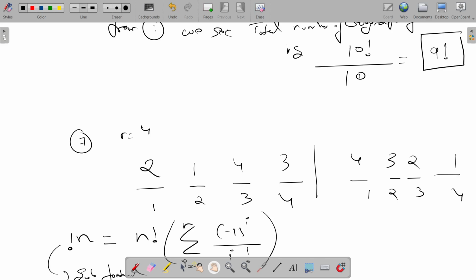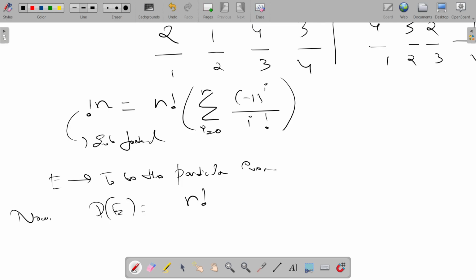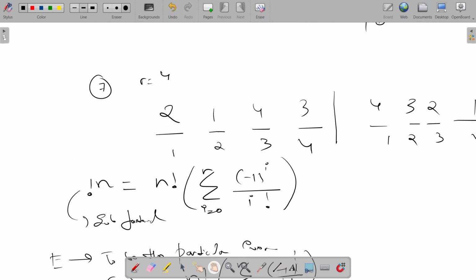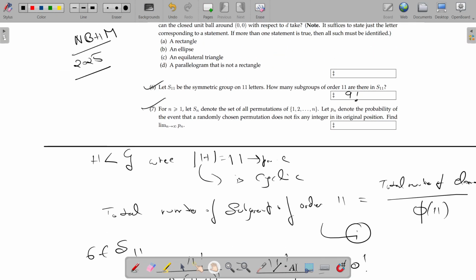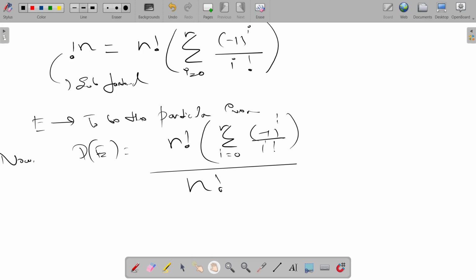So the probability of that particular event. Let that event be denoted E. Now the probability of E happening is the sum over i from 0 to n of (-1) to the power i by i factorial, times n factorial, divided by n factorial, because the total number of permutations is n factorial, right? So we denote it by Pn.